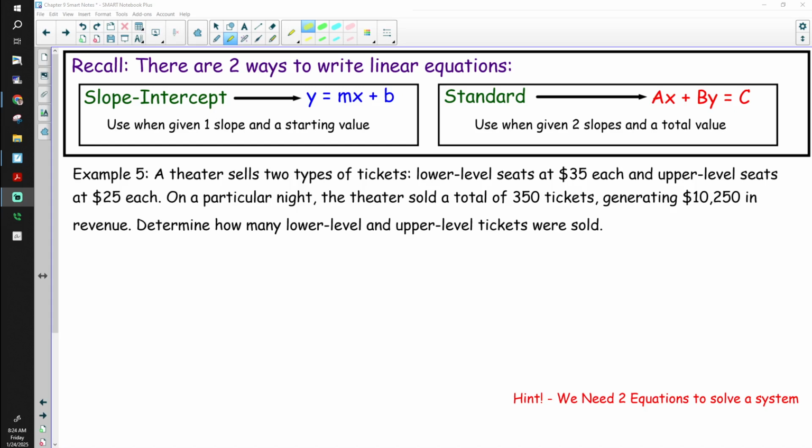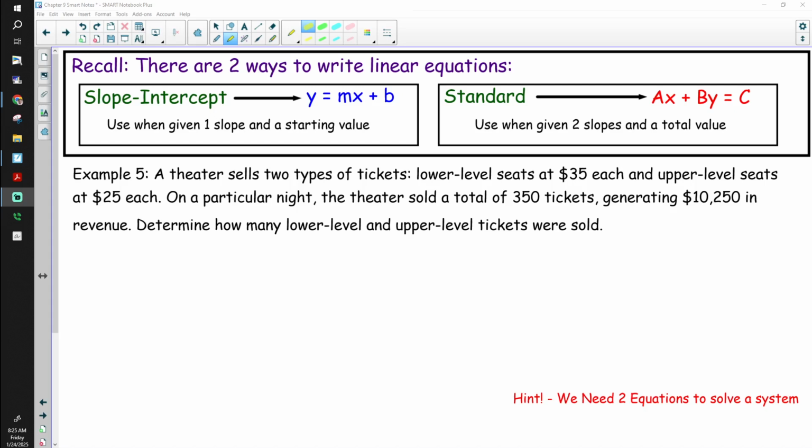When I look at this problem, okay, a theater sells two types of tickets. Lower at $35 each, upper for $25 each. And on a particular night, the theater sold a total of 350 tickets, generating a total of $10,250 in revenue. What in here makes me know if I'm going to use slope or standard right off the bat? There's one word that tells me.